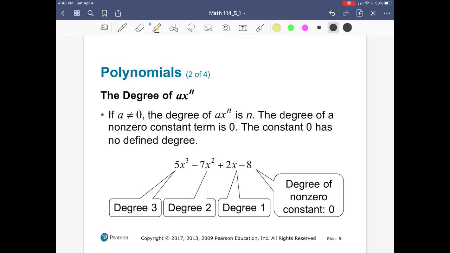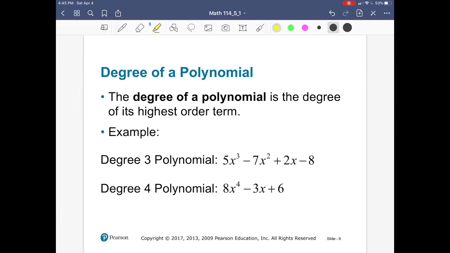Degree of ax to the n. If a does not equal 0, the degree of ax to the n is n, meaning the power. This is considered degree 3 because the variable has exponent 3. This is considered degree 2 because the variable has power 2. Degree 1 because the variable has degree 1. And this is a constant, degree of zero.